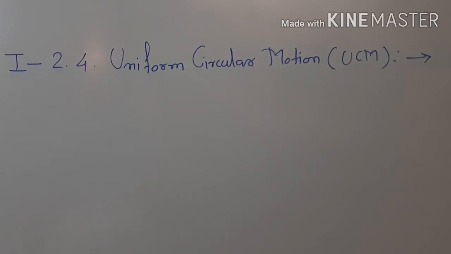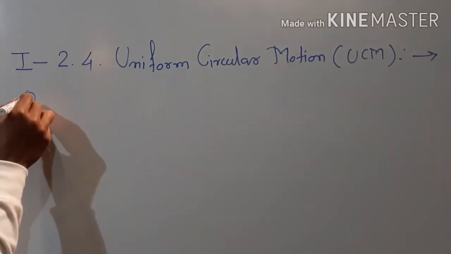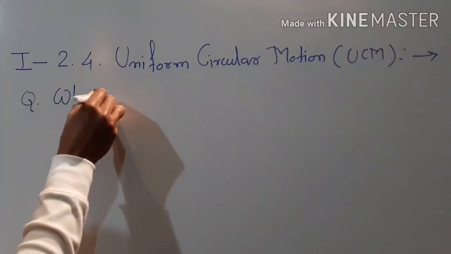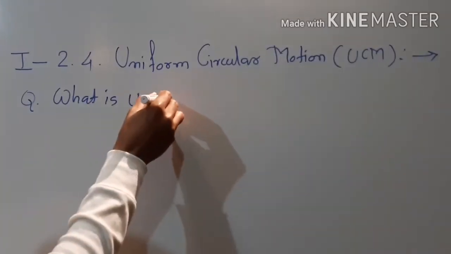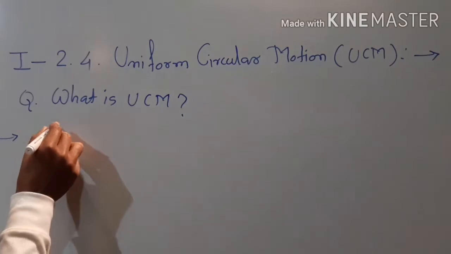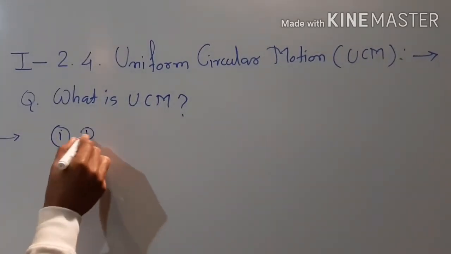Now the question will be asked on this point. Write down the question: what is UCM? This is an IMP question. Now the answer of this question is expressed in terms of points for our simplicity. First point is definition.